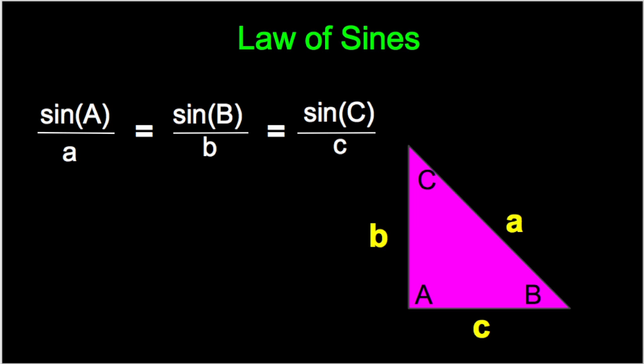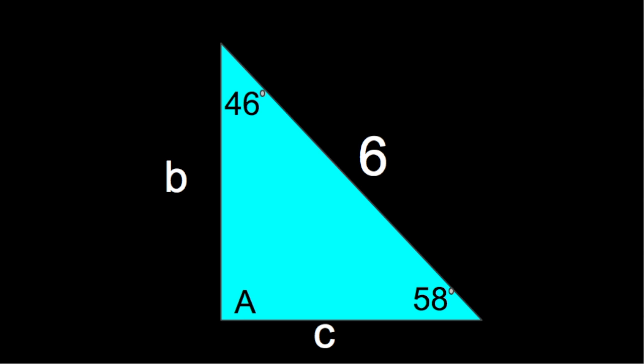Now let's use this to solve our own problem. So now let's say that we have a triangle where we don't know the measurement of angle A, the measurement of side length B, or the measurement of side length C. Now we can use the law of sines to figure out these unknown measurements. So let's start with figuring out the measurement of angle A.